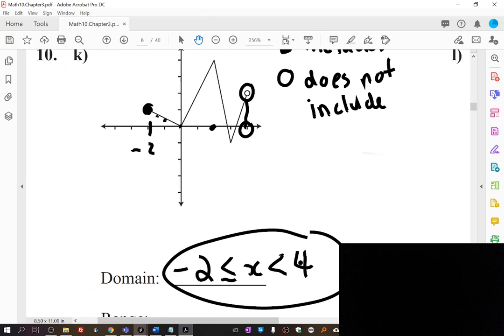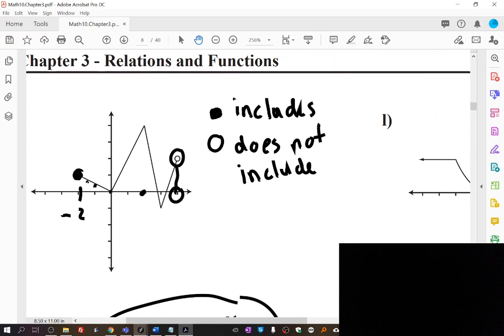So just so you know, includes means you're going to use a greater than or equal to or less than or equal to sign. The empty circle means you're going to be using less than or greater than, depending on if it's on the left or the right or the top or the bottom. So watch out for those.